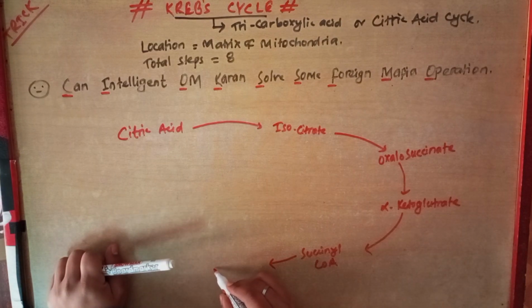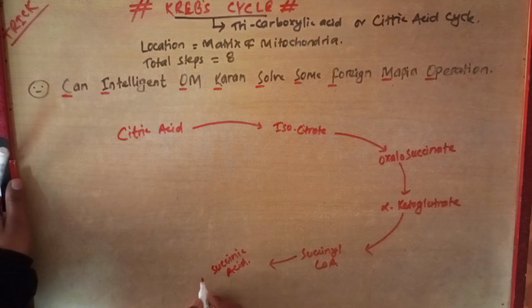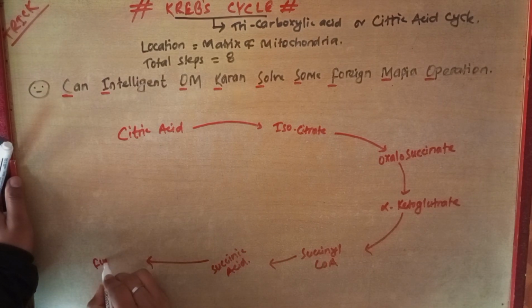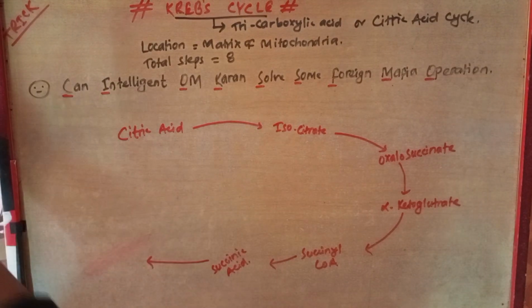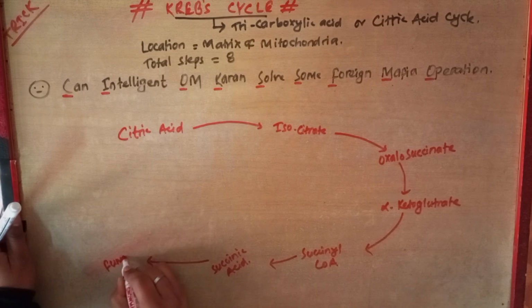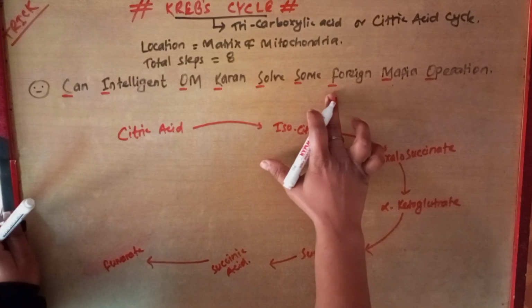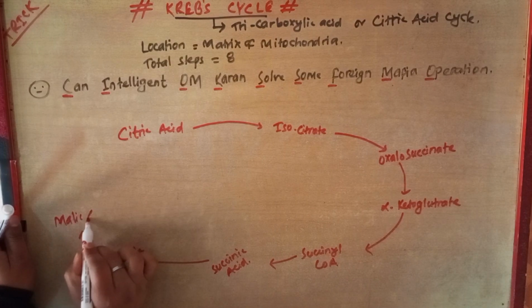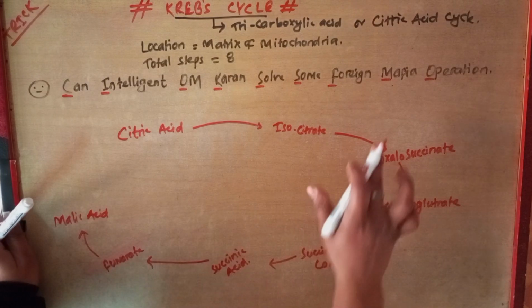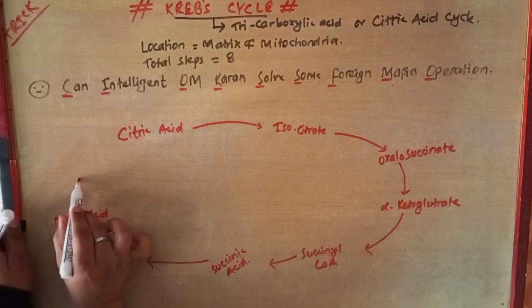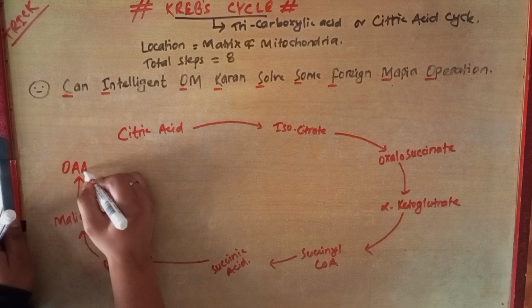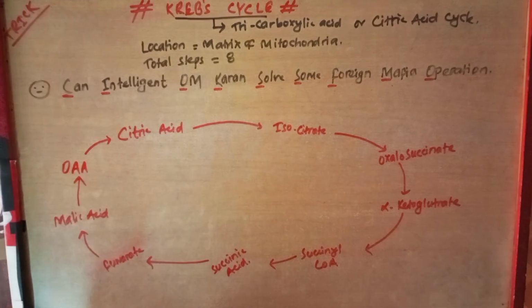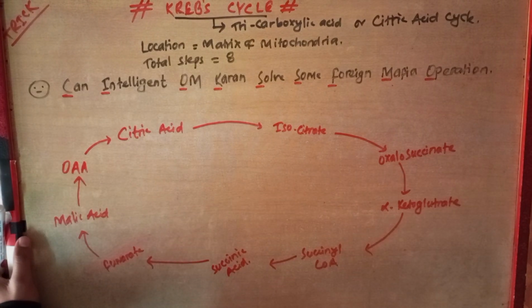Then again S means succinic acid, and then F means fumarate, and after F we have M. So M means malic acid, and after M we have O. So O means oxaloacetic acid, that is OAA, and then it comes back to citric acid. This is the cycle of the Krebs cycle.